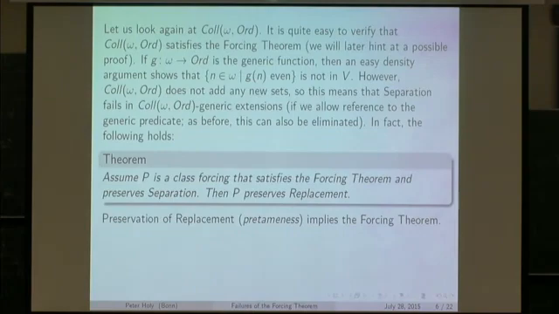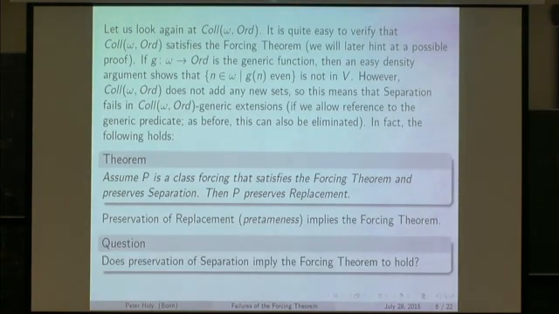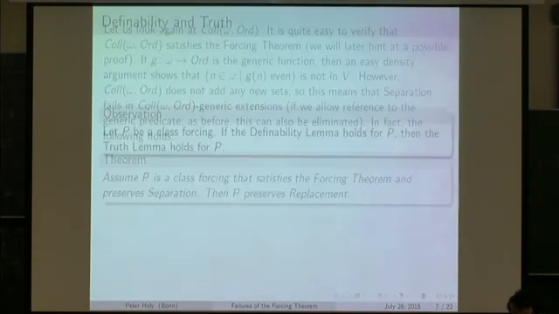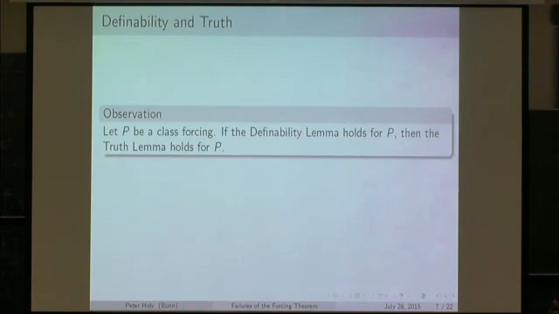And so I want to put a question here. Preservation of replacement, which is also called pretameness essentially, implies the forcing theorem to hold, and an obvious question would be, does preservation of separation already imply the forcing theorem to hold? So yeah, we don't know what the answer to that is. But now I want to come to actually the main part of my talk, which is about failures of the forcing theorem.